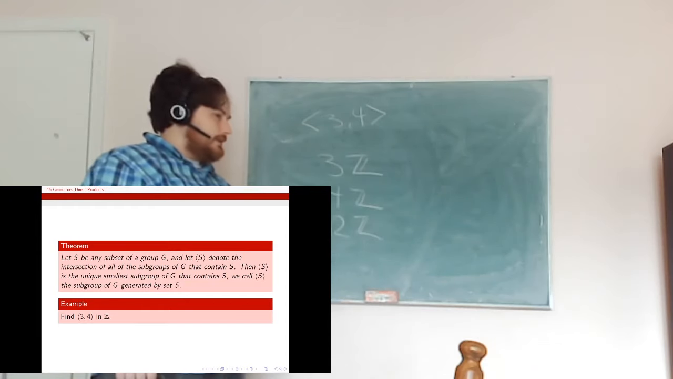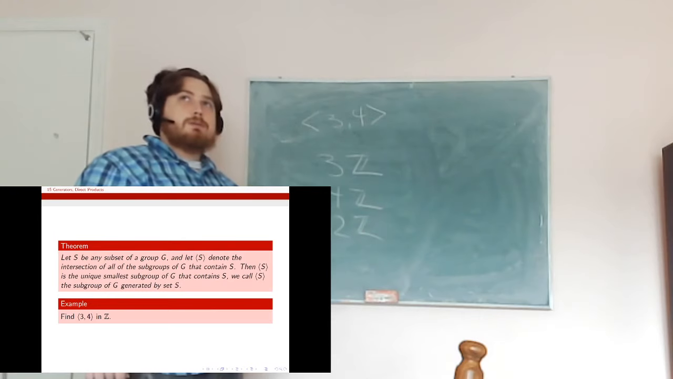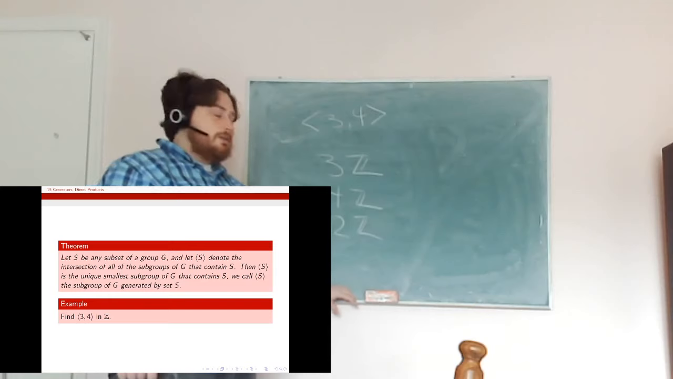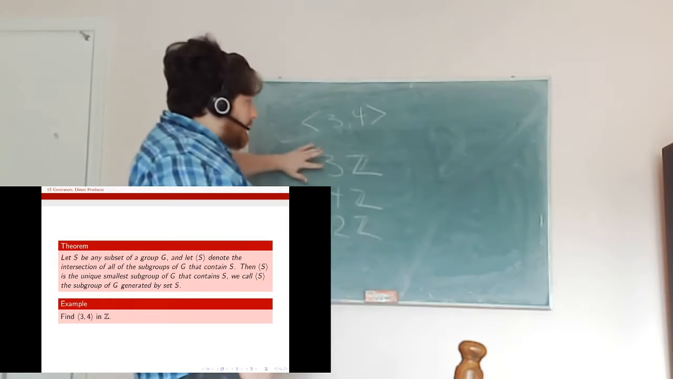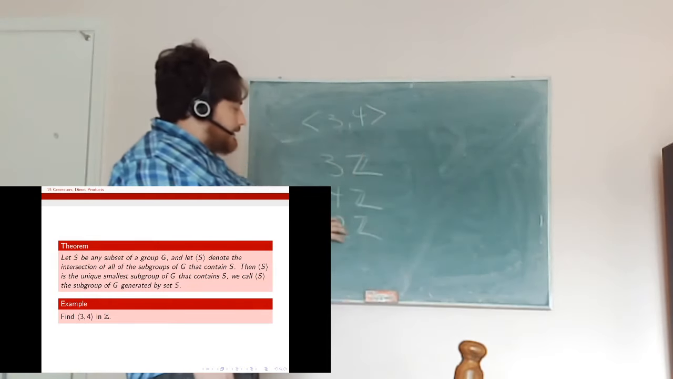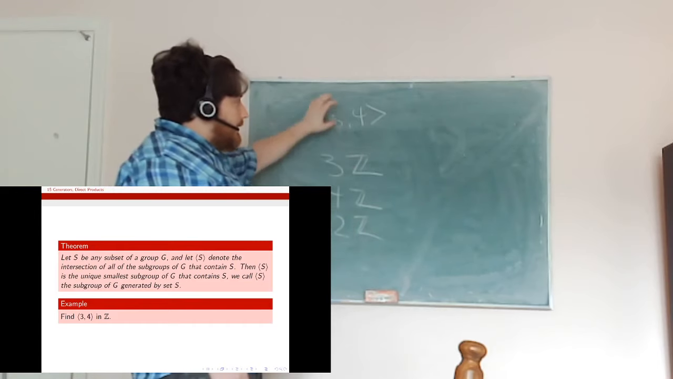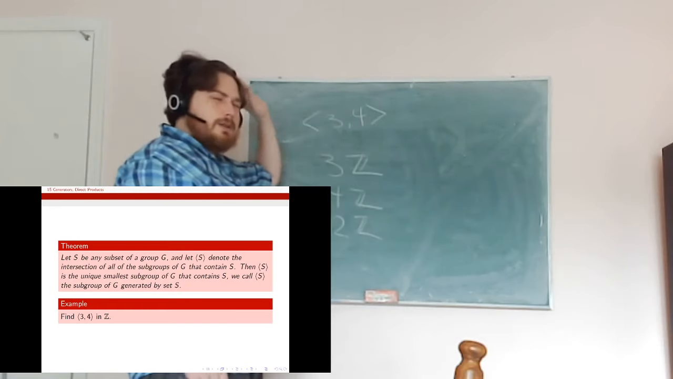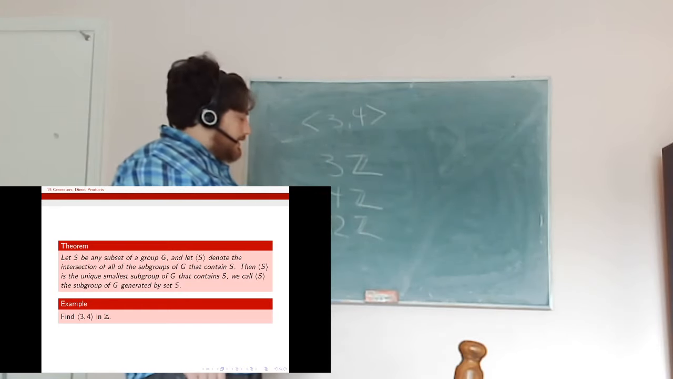So 12Z is in there, all multiples of 12. Now, actually, I should be careful here, as I know that if I'm generating it, I have to have these and I have to have these, but I want to find the smallest group containing 3 and 4. Does 12Z contain 3? Sorry, that should be my question. Does this contain 3?